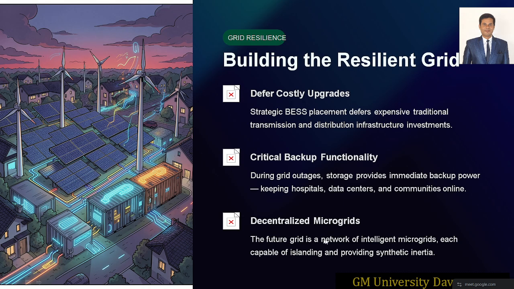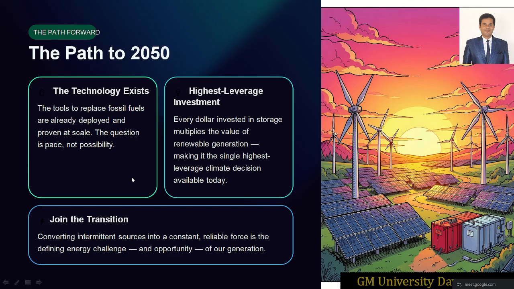That is what the future of the grid is: a network of intelligent microgrids, each capable of islanding and providing synthetic inertia. If you decentralize from the other grids, we can maintain our own grids, make our own storage, and supply all the consumers, satisfying the load demands.